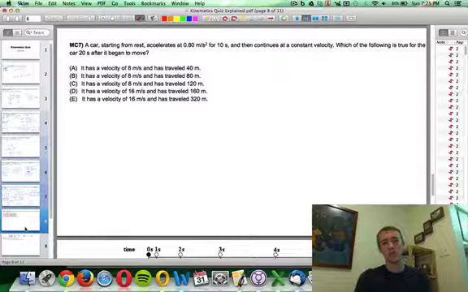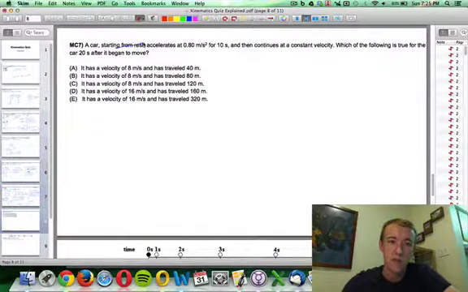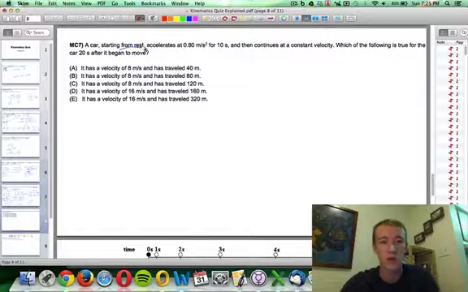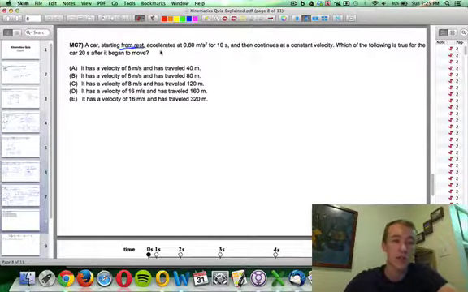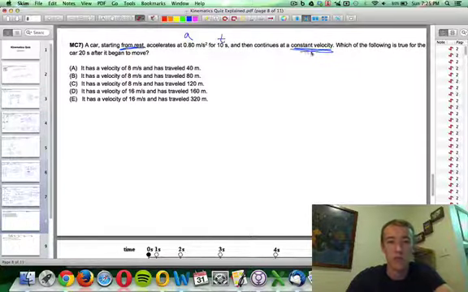Checking out number 7, it says a car starting from rest. Ooh, there's that tricky starting from rest again. Accelerates at 0.8 meters per second squared. So there's your acceleration. Sometimes it helps to put the variable next to it. For a time of 10 seconds. Then continues at a constant velocity. Okay, which of the following is true? The car at 20 seconds.